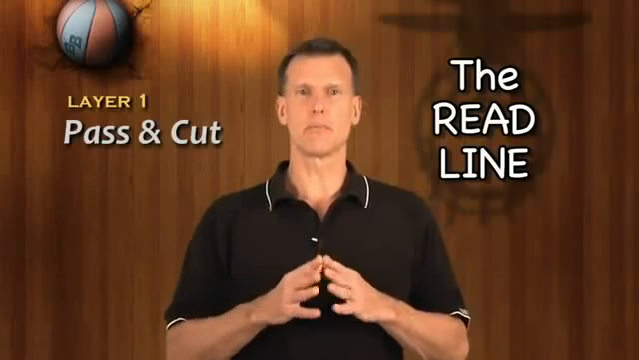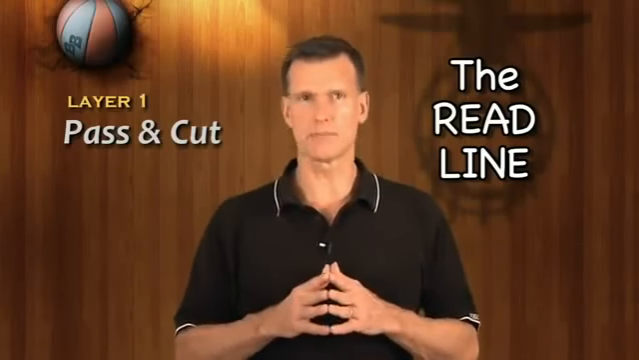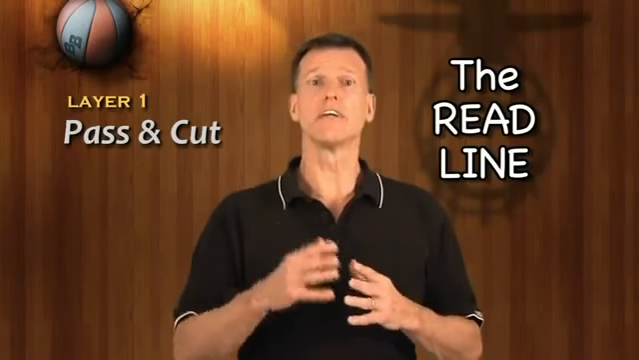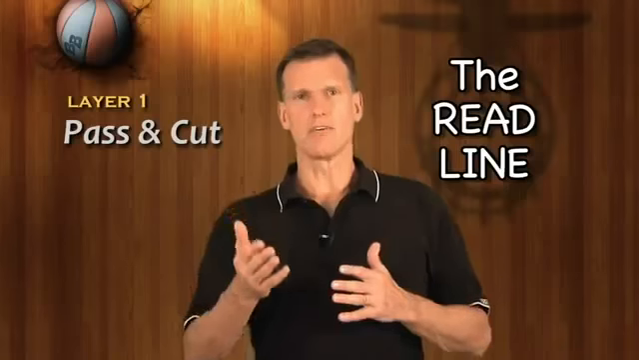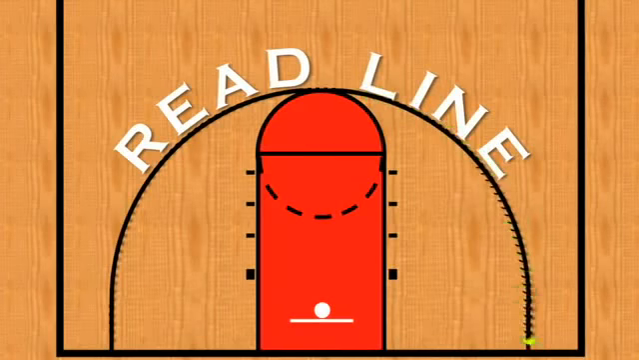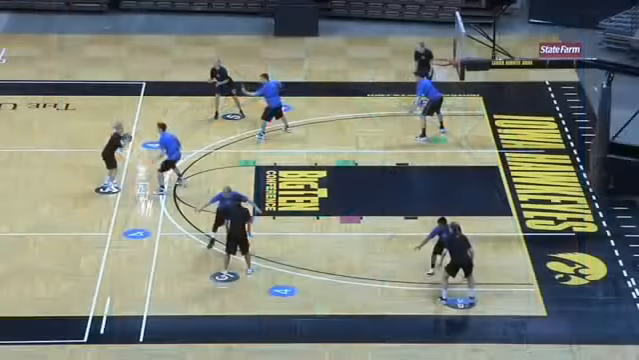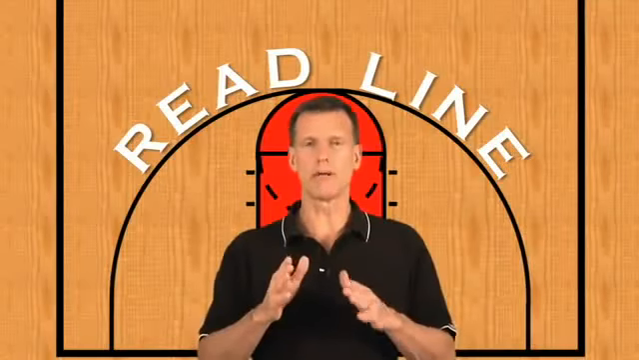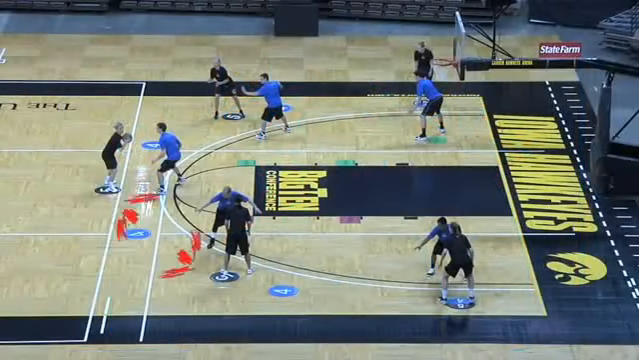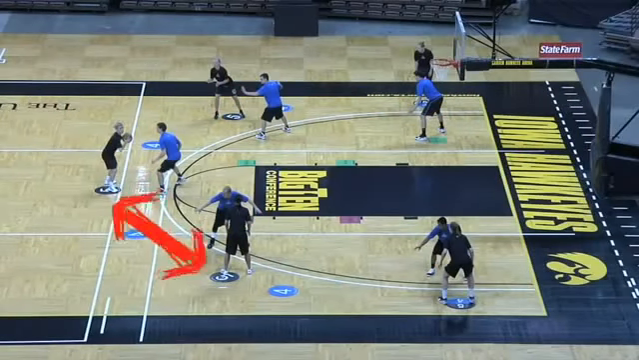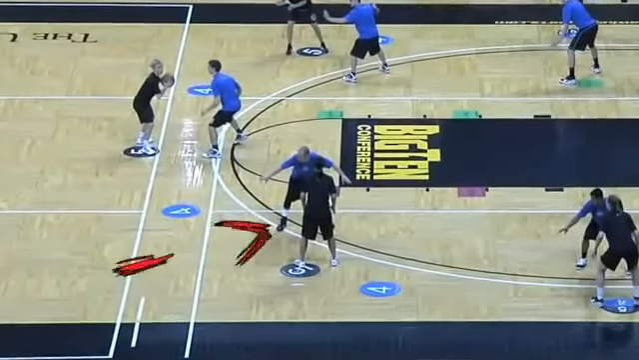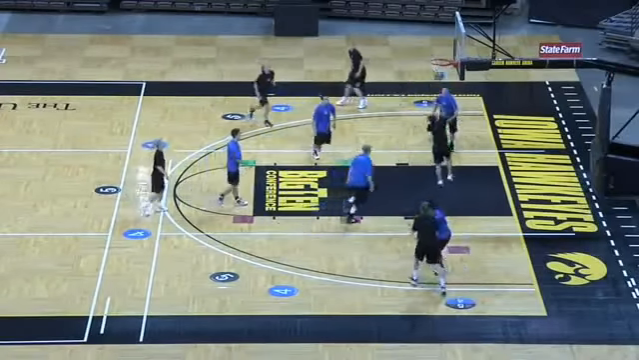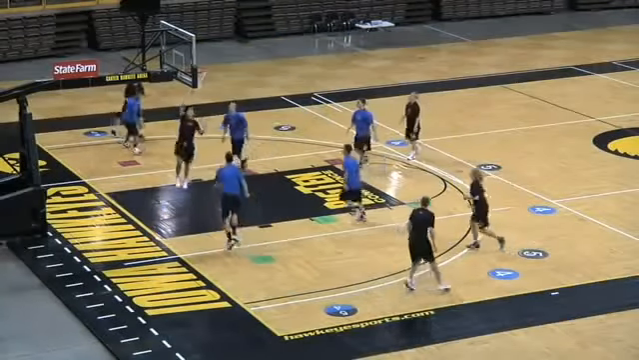The next read in this layer might be the overall most important aspect of any of the passing and cutting actions in the read and react offense. Here it is. For most teams at any level, the 3-point line is our read line for an automatic basket cut, or backdoor, rear cut, whatever you want to call it. The habit that must be automated is this. If you are one spot or one pass away from the ball, and your defender has even 1 foot over the read line, you must basket cut. There's no signal, you just cut.